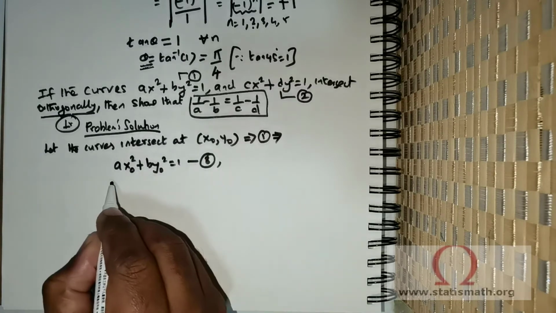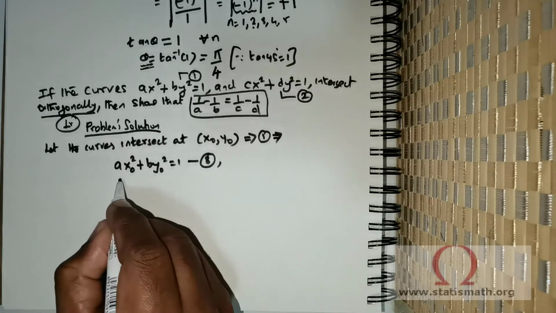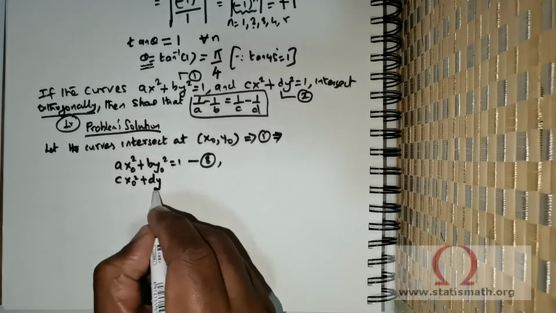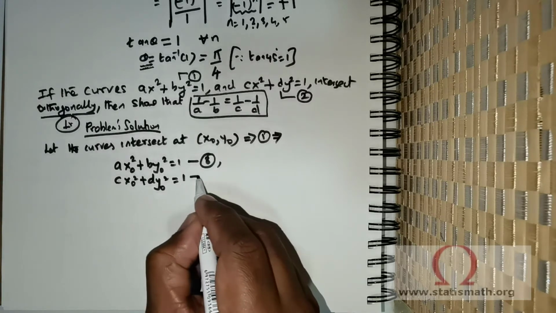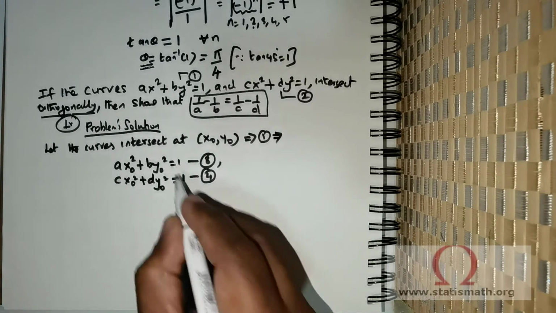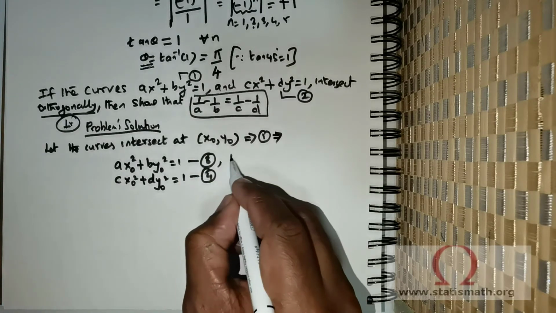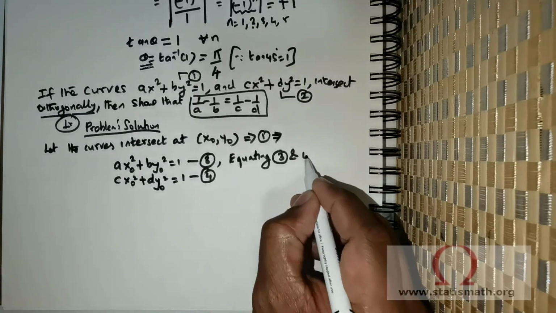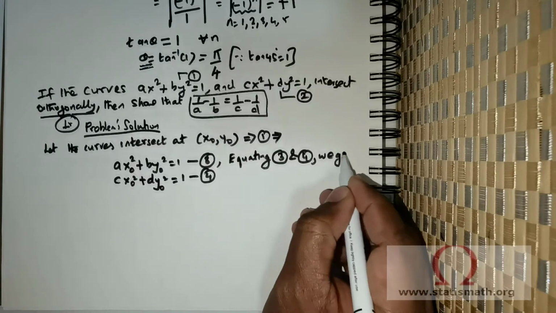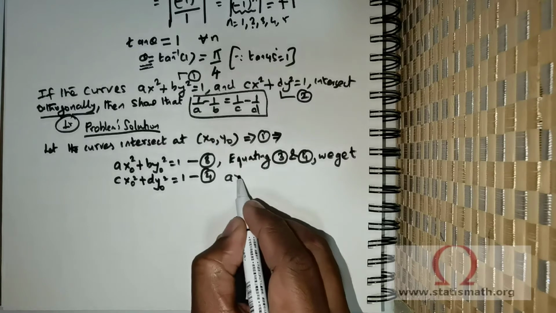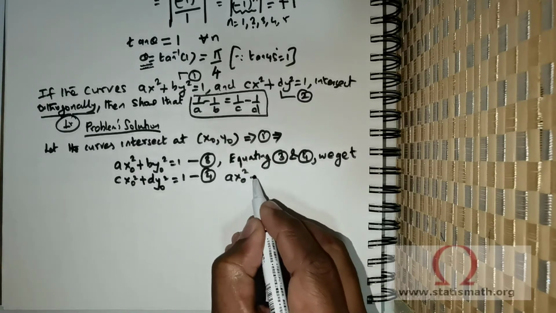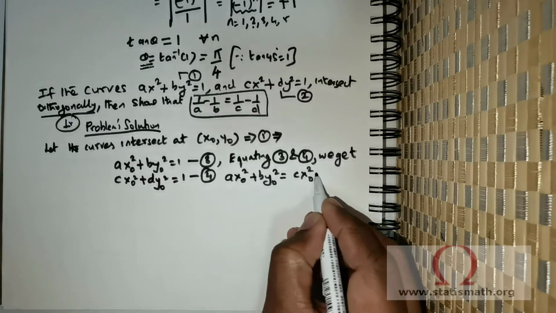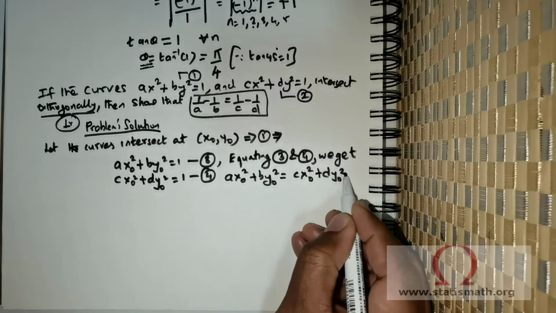And equation 2 is going to be c x0² + d y0² = 1. So this is my equation 4. Now, since 3 and 4 are both equal to 1, I'm going to be equating them. So equating 3 and 4, what do we get? On the left side, a x0² + b y0² is equal to c x0² + d y0².